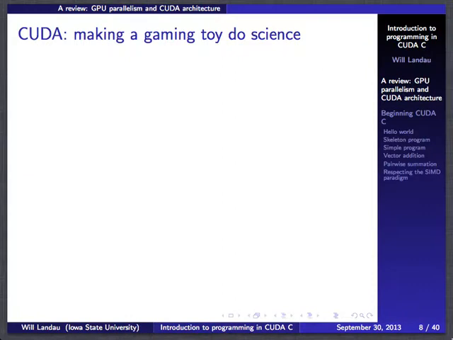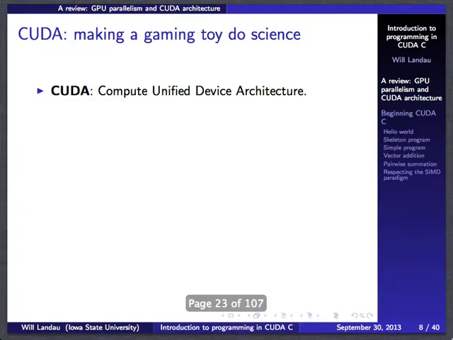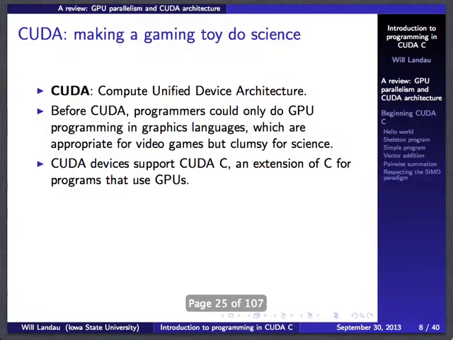Now, originally it didn't always make sense to think about GPU computing in the sciences and in statistics, because the only languages you originally had to program on the GPU were graphics languages, and they were clumsy for scientific problems. It wasn't the way you would think about science. It's the way you would think about programming a video game. But there's this thing called CUDA, Compute Unified Device Architecture, that lets us use a language not entirely unlike C and C++ to do our GPU computing. So CUDA C is an extension of C.